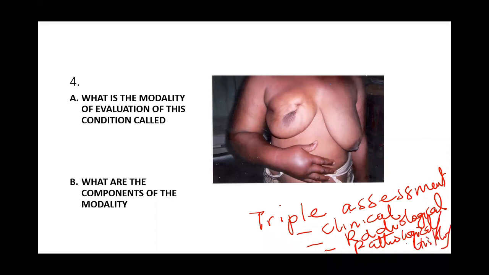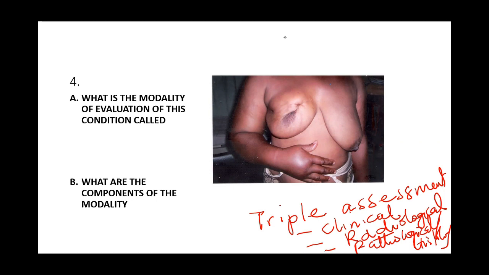Any patient who presents with breast lump, you must evaluate using the triple assessment. Number one is clinical. You have to take history and physical examination. Number two is radiological. For those patients that are less than 35 years, you do ultrasound scan of the breast. For those patients that are more than 35 years, you do mammography.